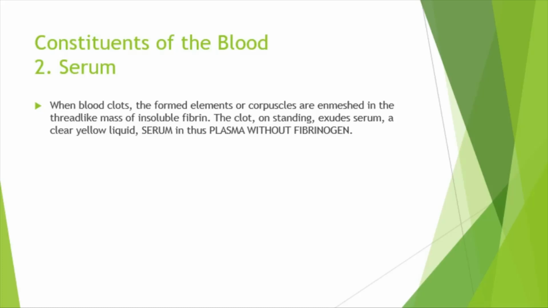Also, your blood contains serum. So when blood clots, the formed elements or corpuscles are enmeshed in the thread-like mass of insoluble fibrin. So the clot, on standing, exudes serum, a clear yellow liquid. This is your serum, and thus it is plasma without fibrinogen.